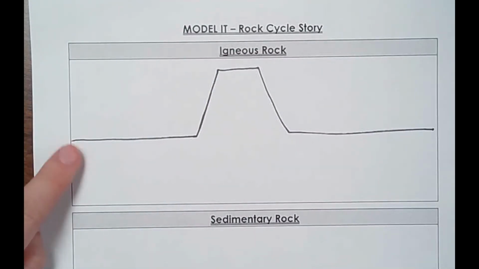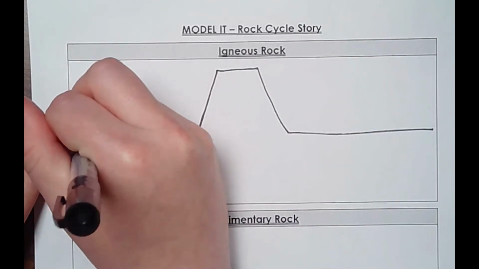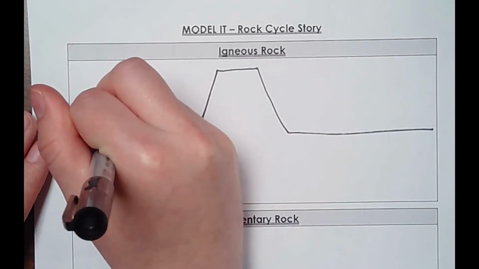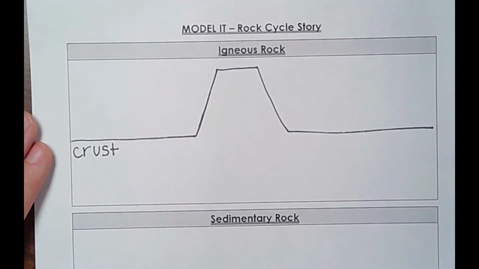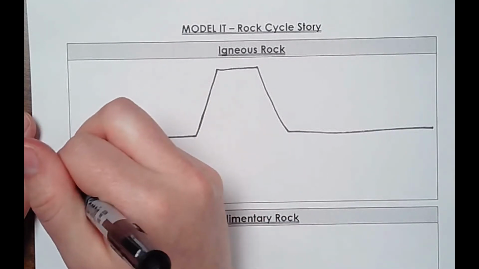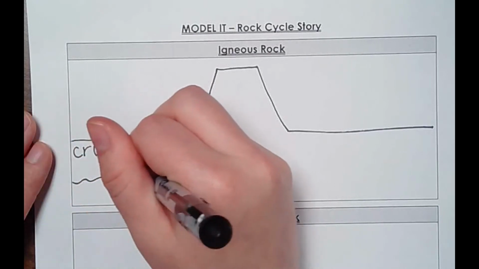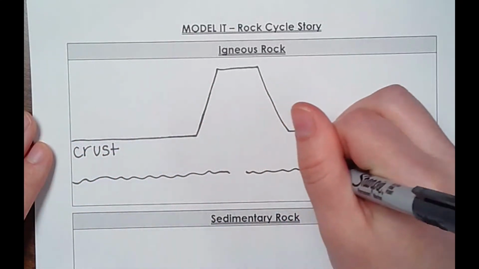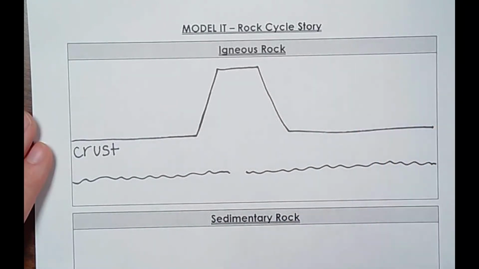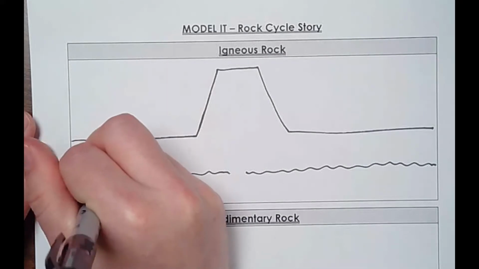Now, what's this layer called again? That's right. The first layer of the earth, the one that we live on, the surface of the earth, is called the crust. So let's go ahead and label it the crust. Now, this is definitely not going to be to scale, but I am also going to include the layer that's below that, and that's the mantle. So I'm going to label that the mantle.